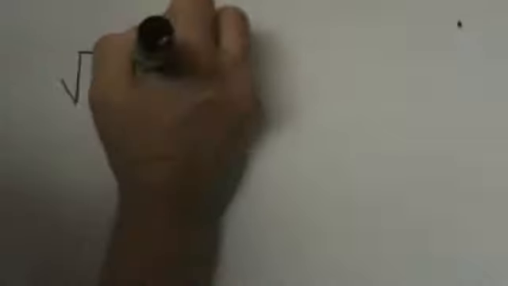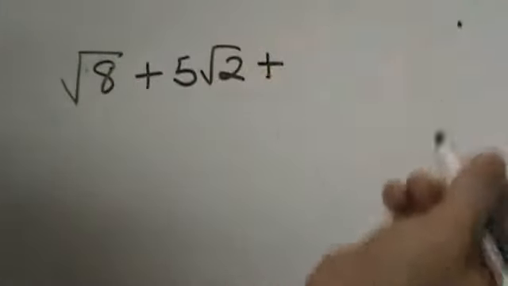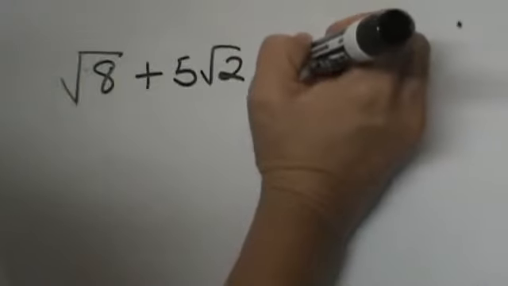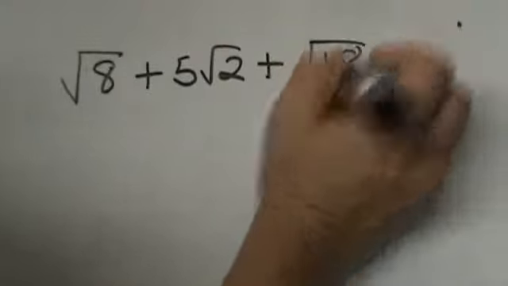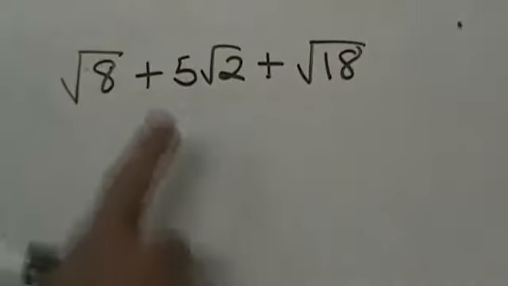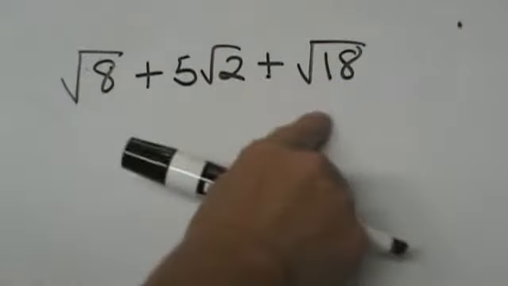Now let's go back and look at multiplying, okay? Actually, let me do one more adding. But this time I'm going to give you a radicand in a little different form. Sometimes you'll see them like this. The square root of 8 plus 5 square root 2 plus, let's say we have square root of 18, okay? So, can we add these radicals together? And the answer is no, not in this form.